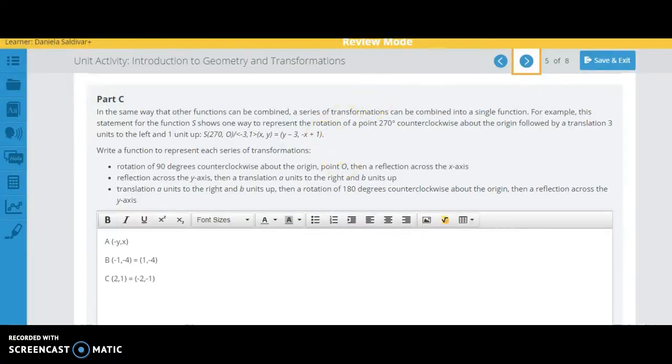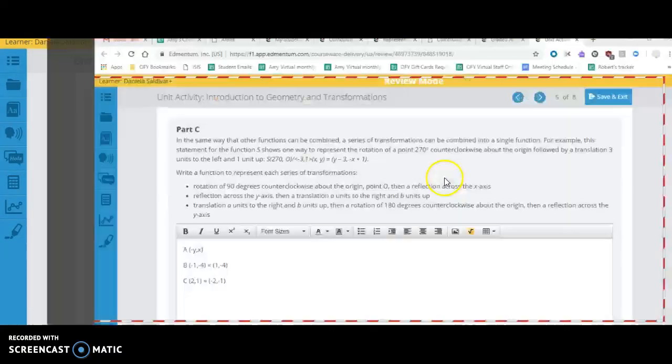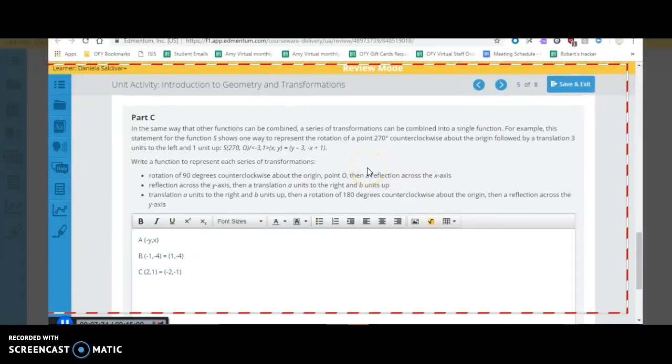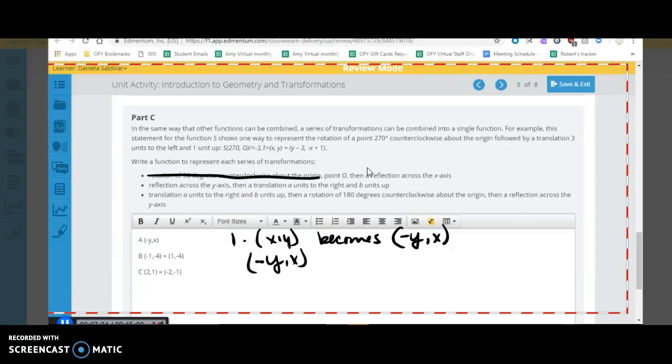Okay, so we have negative yx. We're going to do it one at a time. So we're going to say xy, now this is question number 1, becomes negative yx for that first part, so we can cross that out. And then a reflection across the x-axis. So now we're starting off with negative yx, and that now is going to become, let's just look, a reflection across the x-axis. What's going to happen?